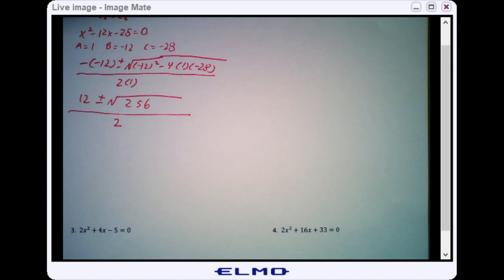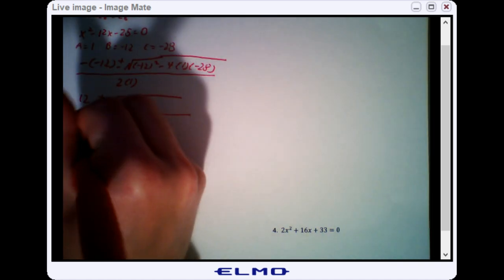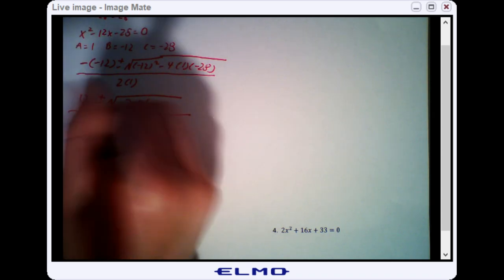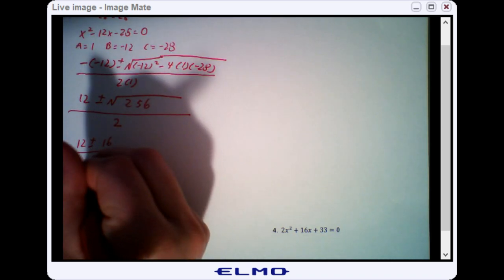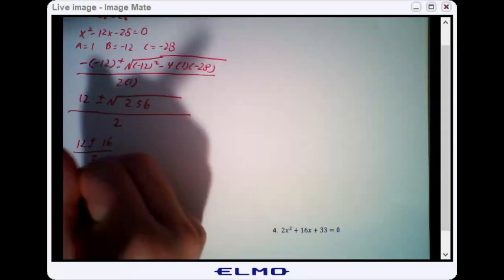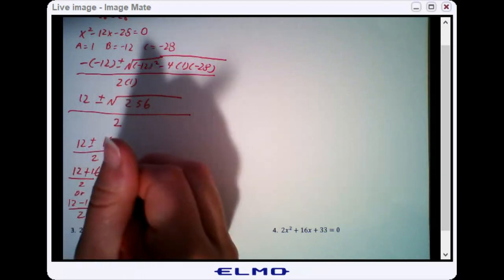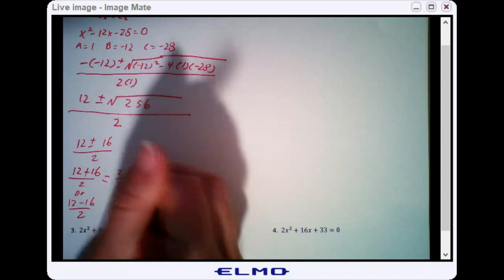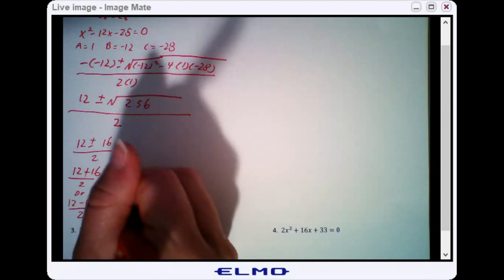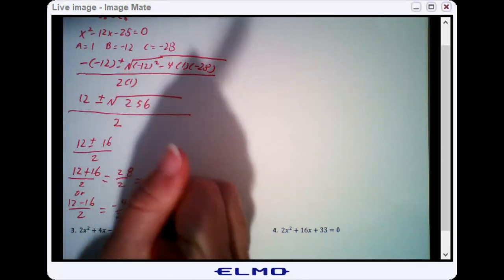The square root of 256 is 16, so we're going to get 12 plus or minus 16 divided by 2, which is really going to be 12 plus 16 divided by 2, or 12 minus 16 divided by 2. So that gives us 28 divided by 2, which is 14, or negative 4 divided by 2, which is negative 2.